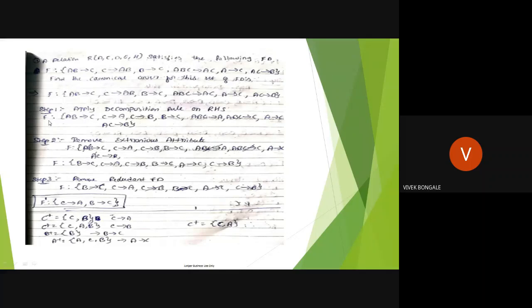Right. Next, step 2. What is step 2? Remove extraneous attribute. Extraneous attribute means that with the help of one attribute, I can determine the other attribute. Just taking the same example: AB determines C, C determines A. The same thing I have written here.